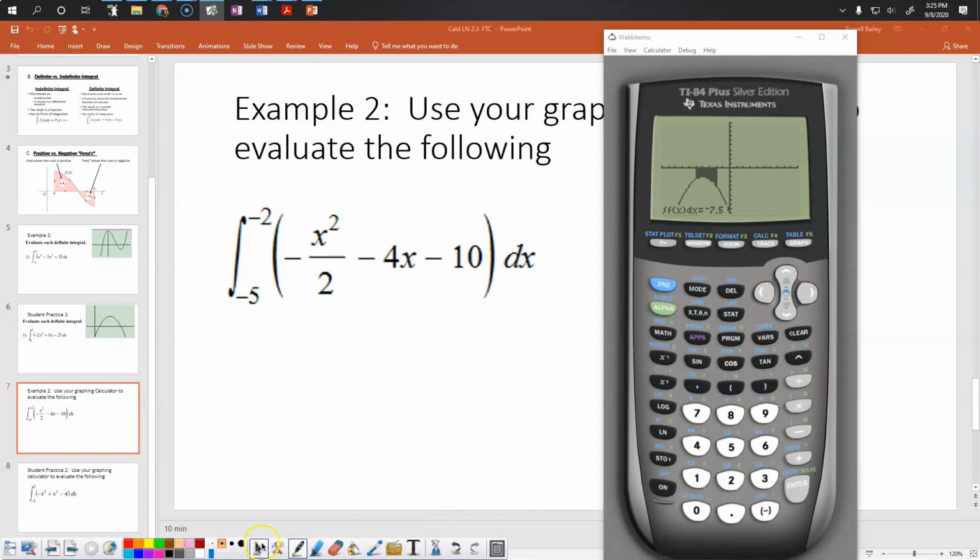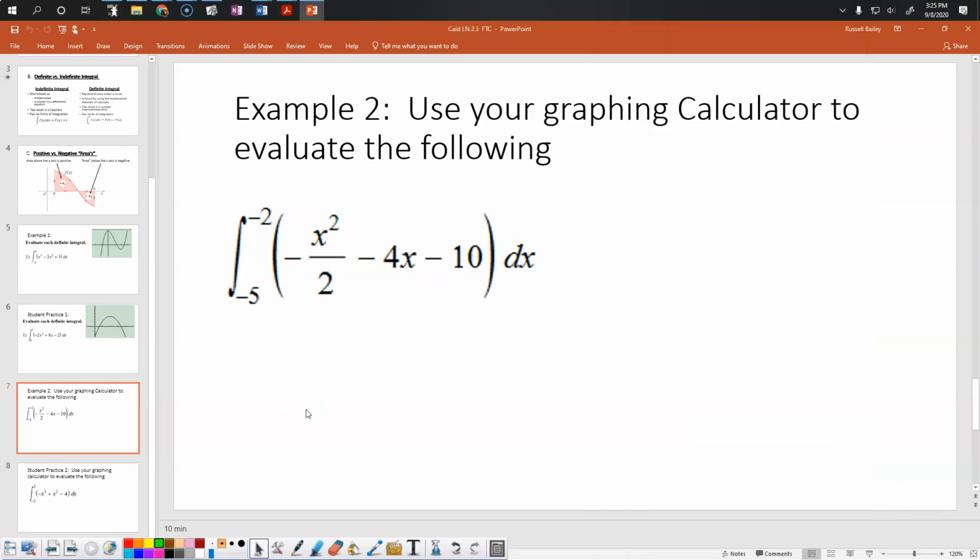So basically, what are the steps? You push y equals, you enter your function, you push graph, and then you push second calc. You push 7 to integrate, enter your lower limit, enter your upper limit, and then enter, and you've got your integral and a picture. So it's very nice to have. You guys could be definitely checking your work this way.